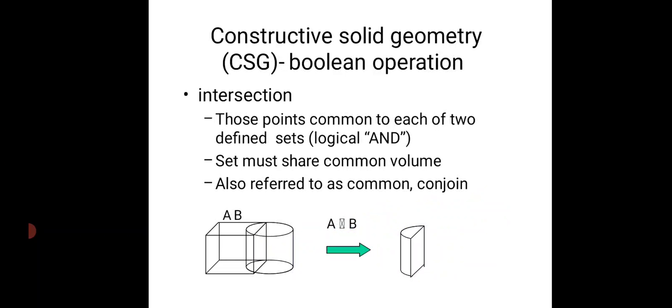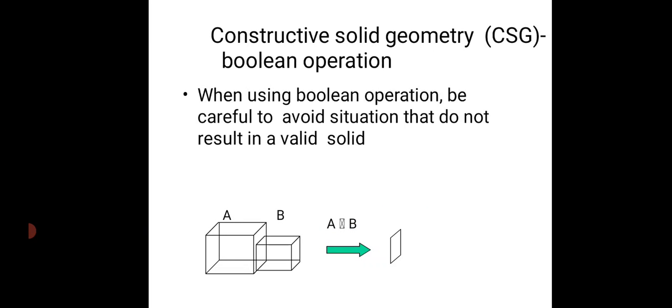Then intersection. Those points common to each of two different sets, that is logical AND. Sets must share common volume, also referred to as common or conjoint. A intersection B means only the common position of A and B. A is a block, B is a cylinder. It gives only the intersection place, the cut part is given here.